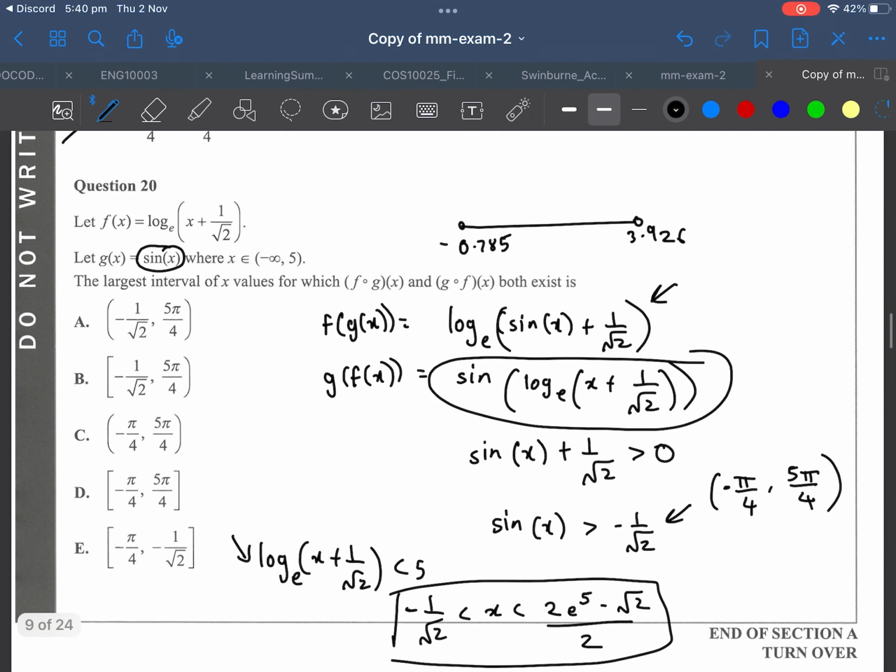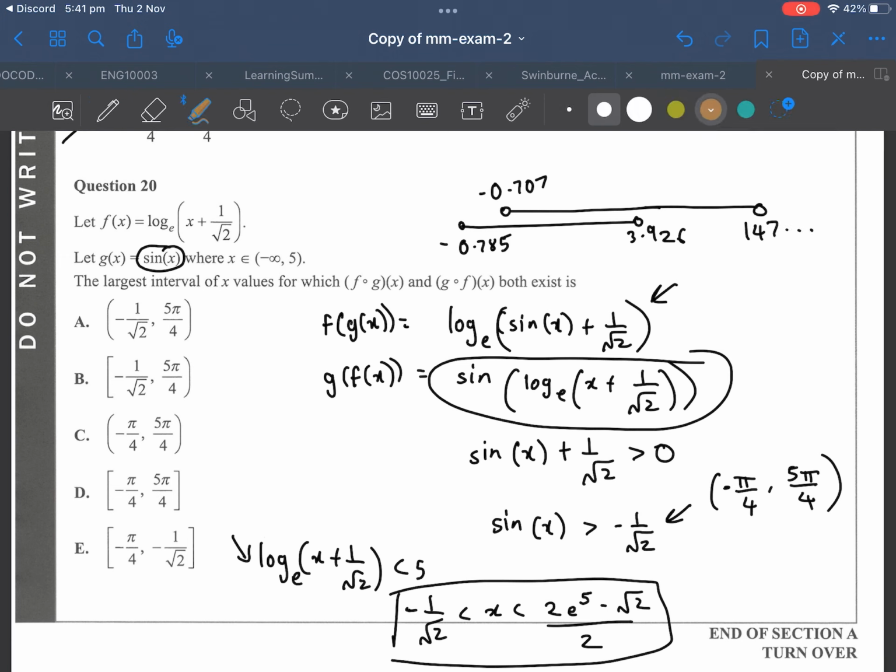The other interval is going to be negative, okay, this is going to be quite a big number, so negative 0.707 and 147, whatever it was. Okay, so the intersection of these two domains is going to be between these two. So our answer has to be negative 1 on root 2 to 5 pi on 4, exclusive. So it looks like our answer is going to be A.